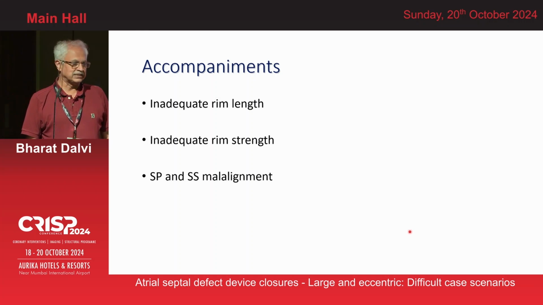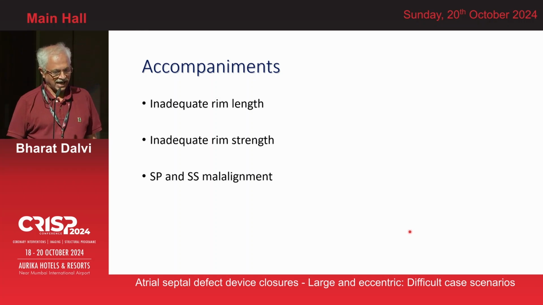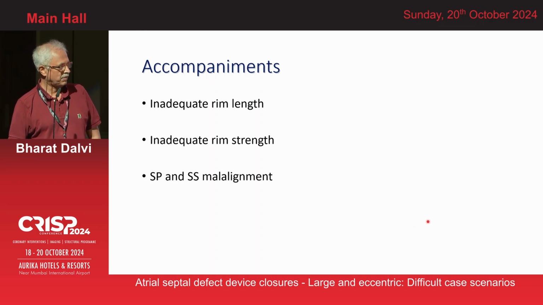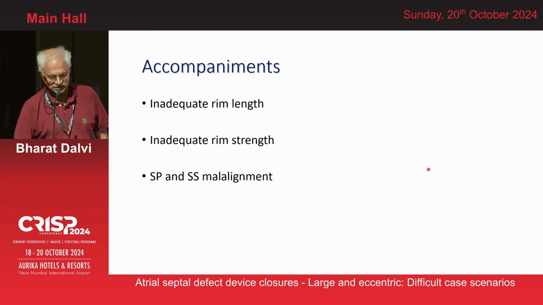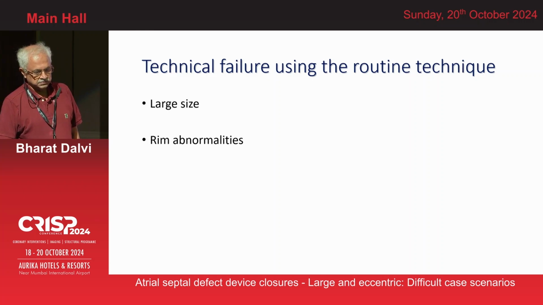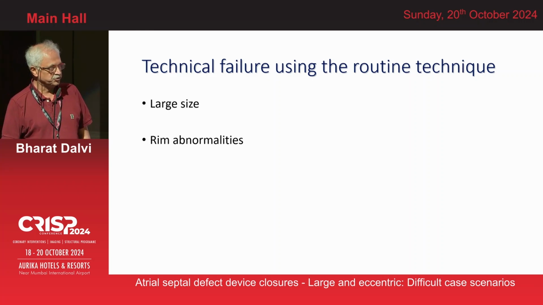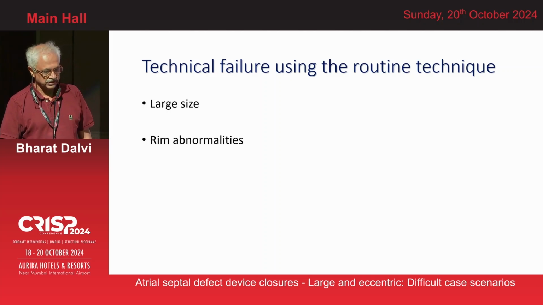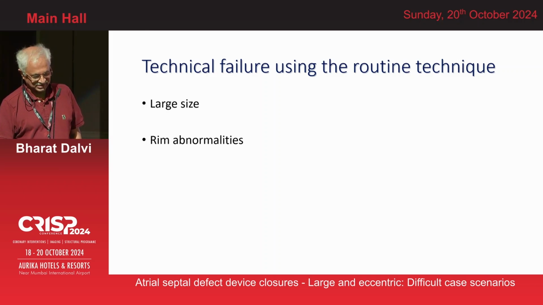Now, unfortunately, large ASDs don't come as a single entity. They are accompanied by rim abnormalities in the form of inadequate rim length, inadequate rim strength, and many times malalignment of the septum primum and septum secundum. Technical failure is not an uncommon thing when you use a routine technique of closing these large ASDs along with rim abnormalities. This combination, as a matter of fact, is a perfect recipe for a technical failure.